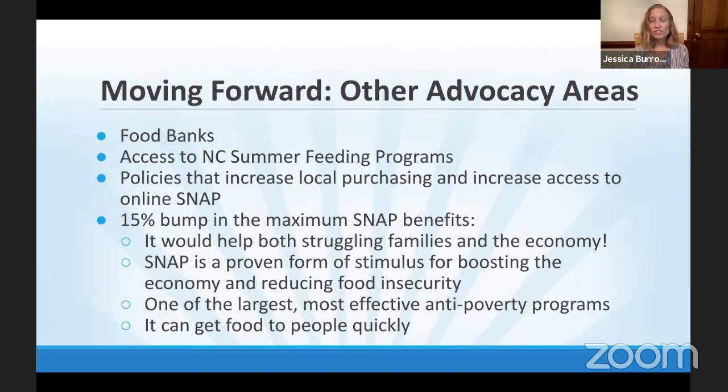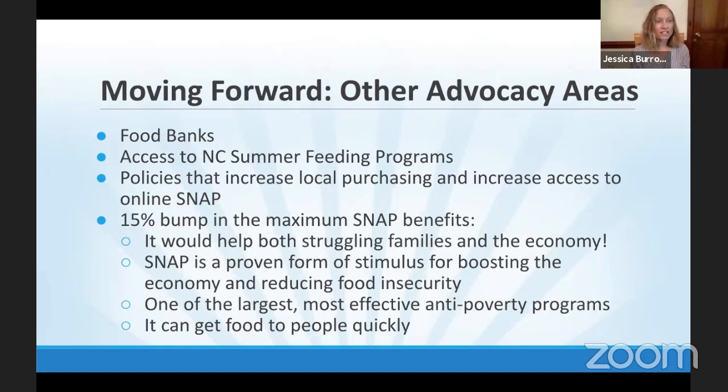We want to elevate and promote policies that increase local purchasing. And like I mentioned before, increase access to online SNAP for a range of providers. Also on a federal level, we are hoping and advocating for a 15% bump in the maximum SNAP benefits now in the next CARES package.